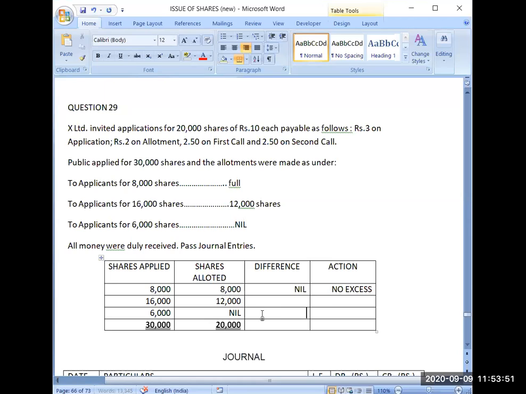Now come to the third category first. Third category is saying how many excess, what is the difference? 6,000 minus 0. So the difference is how much? 6,000 shares. And now in the second category, what is the difference? 16,000 minus 12,000. 4,000. Got it?